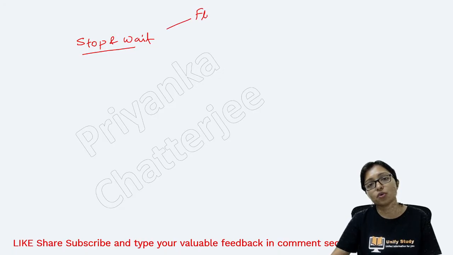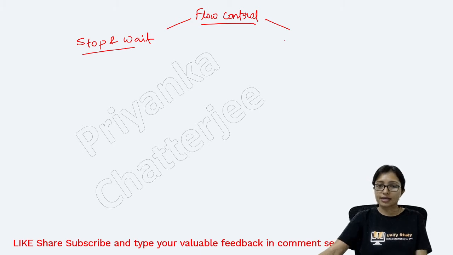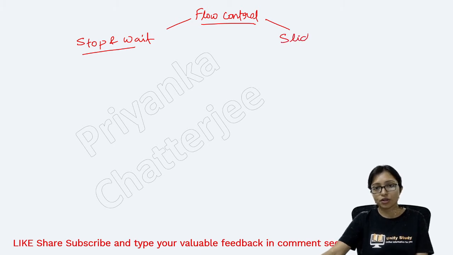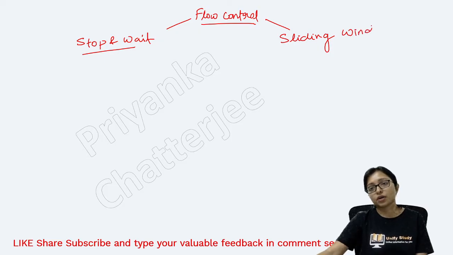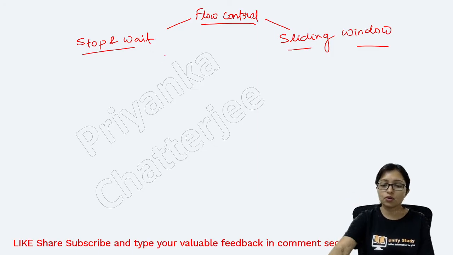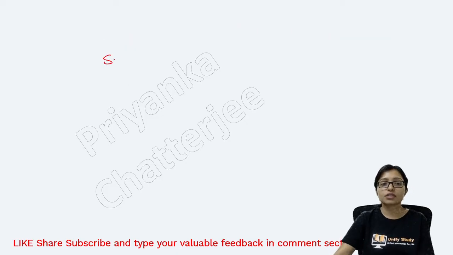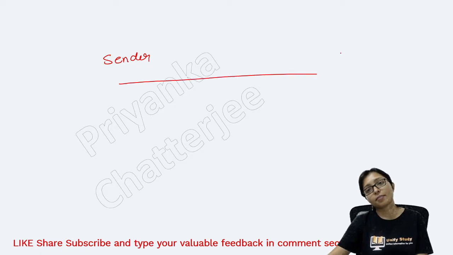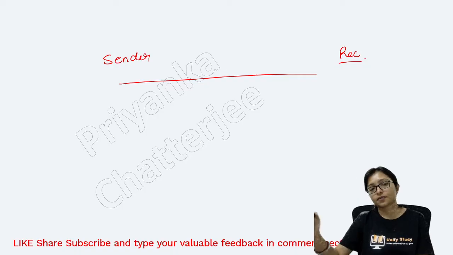These are flow control protocols, and on the other side is the sliding window protocol. So how does this work? If you know the main concept, then only you can relate to it. Flow means what? In a network some flow is going on. What flow is going on? From the sender, here is the sender, the sender is sending some packets to the receiver, right?